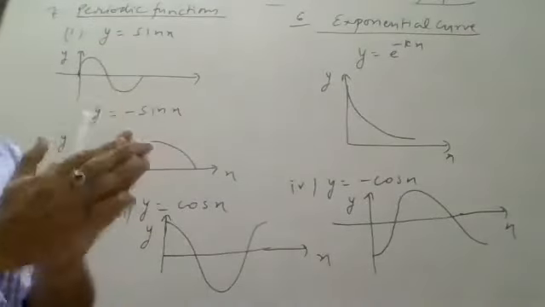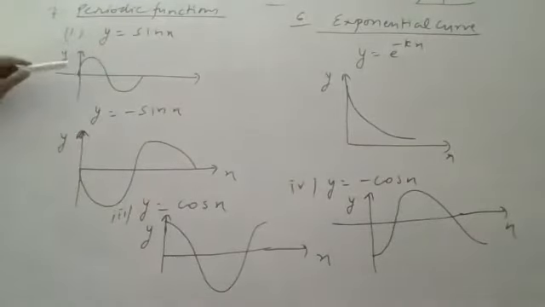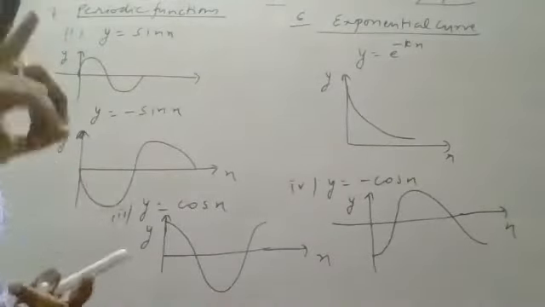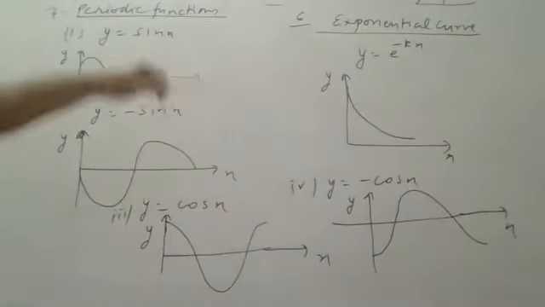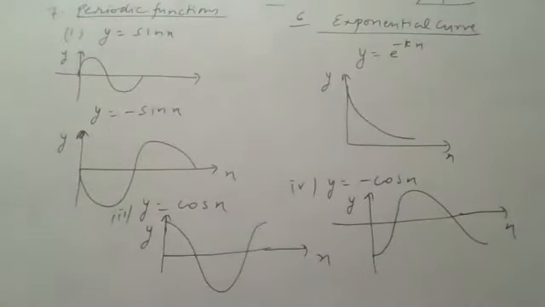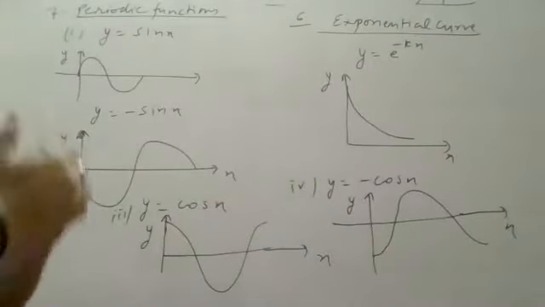See, in sine, when sine 0, the value is 0, and when sine is 90, the value is maximum. So sine starts from the 0 point. But in cos, cos 0 is equal to 1, and 1 is the maximum value for cos. So this graph starts from this point. So these are the various graphs available to you. We have discussed 7 categories of graphs which are required a lot in physics. So today we have discussed different trigonometric functions as well as different curves.